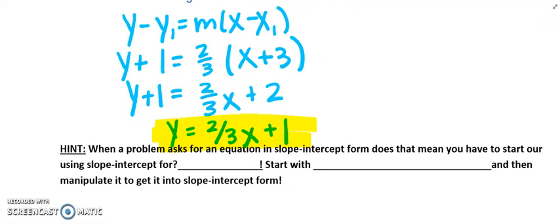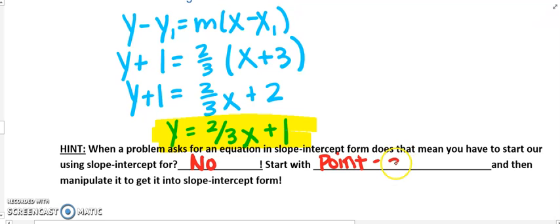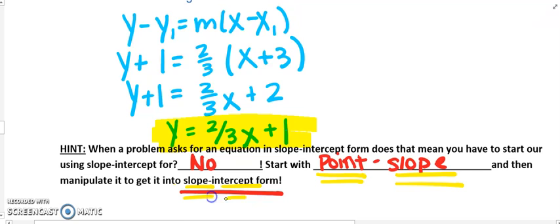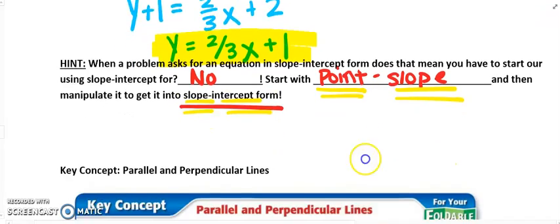When you're solving a problem for an equation in slope-intercept form, does that mean you have to start in slope-intercept form? No. Most often, unless you are already given the slope and the intercept, you want to start in point slope form and then manipulate it to end up in slope-intercept form. I know it's kind of confusing because both names have slope, but they tell you what it is. Point slope has a point in it and a slope in it. Slope-intercept has a slope in it and then the y-intercept.